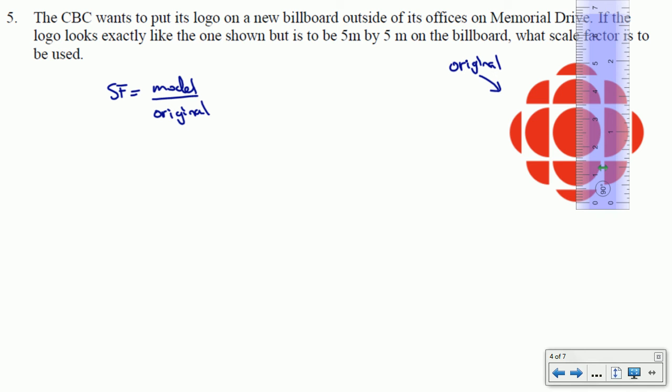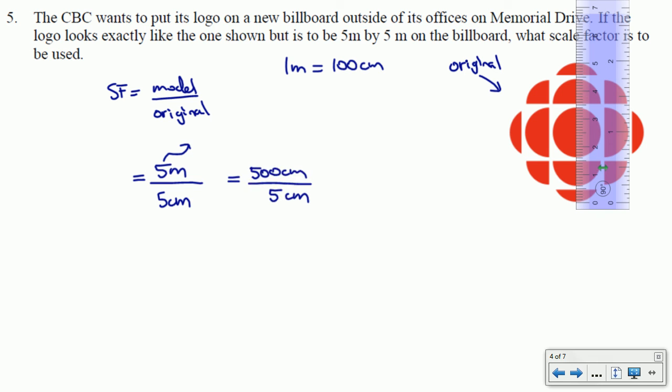So the measurement required on the billboard is 5 meters, and the dimension we determined from our page here was 5 centimeters. Keeping in mind the scale factor has to be unitless, we need to convert each of these into a consistent measurement. It'll be helpful to know that 1 meter is equivalent to 100 centimeters. So the dimensions on the billboard should be 500 centimeters. If we divide 500 by 5, we get 100. That means we'd need to scale this drawing up by a factor of 100 in order to fit it on the billboard.